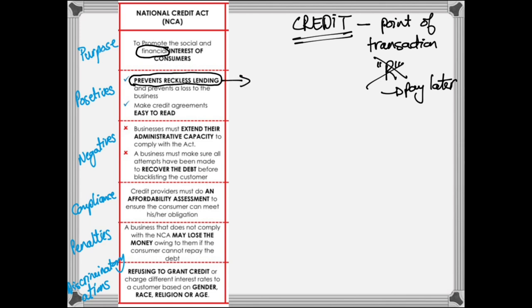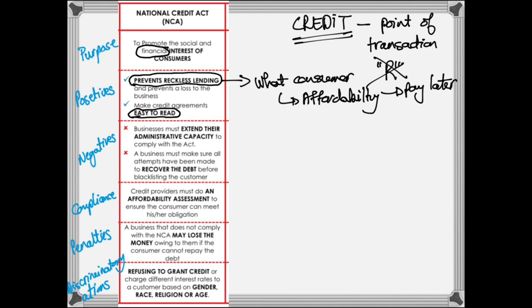They focus on what the consumer can afford. So they look at affordability, which is a very big help. So then people can't be over indebted. So that means there's credit agreements, and the credit agreements must be easy to read and easy to understand.